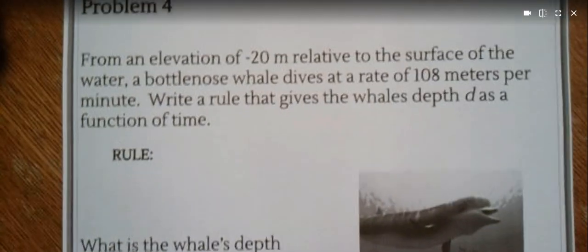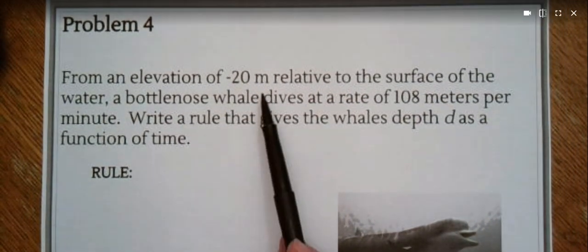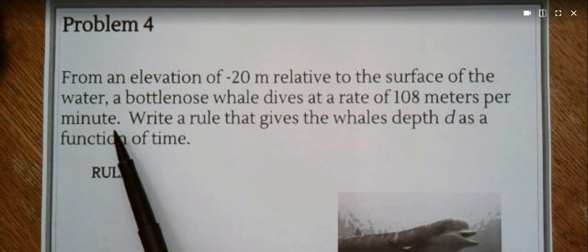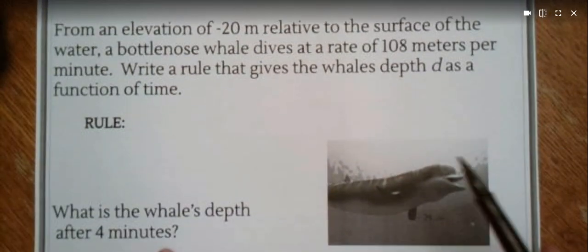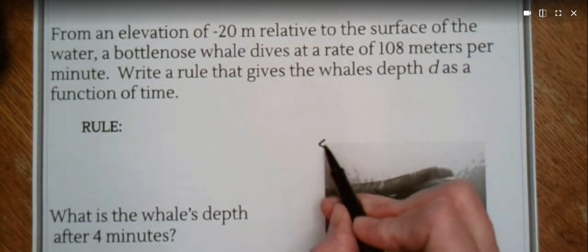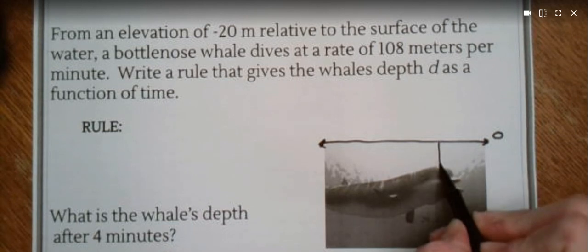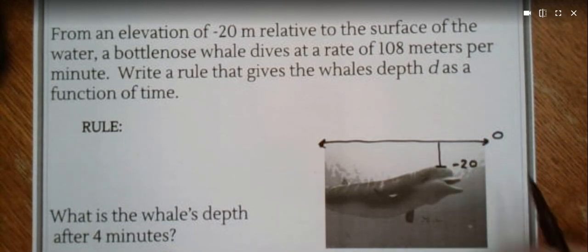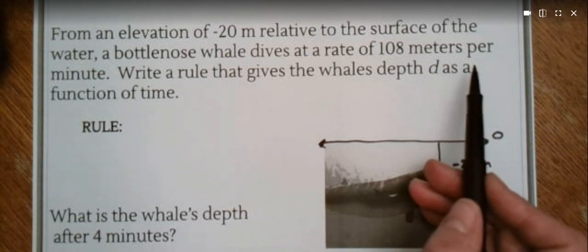Okay, and then I've got problem number 4 here. From an elevation of -20 meters relative to the surface of the water, a bottlenose whale dives. Let me just give you an idea what's happening here. So if this is the surface of the water, this is 0, okay? The bottlenose whale is down here at negative 20 meters, all right? So that's what that means relative to the surface. The bottlenose whale is going to dive at a rate of 108 meters per minute.